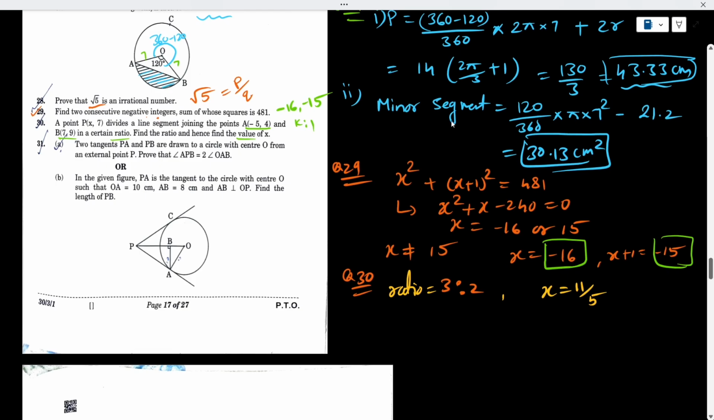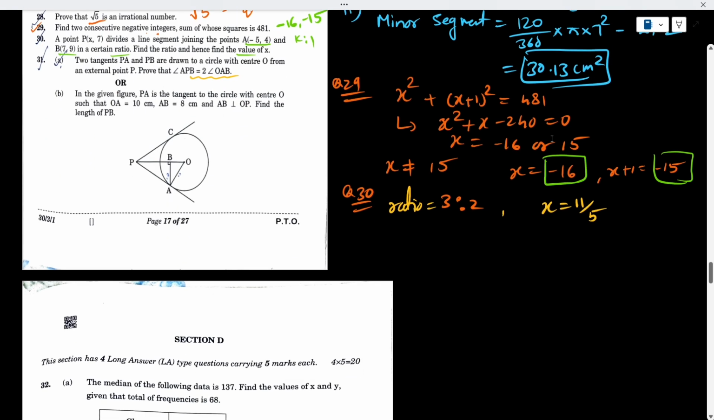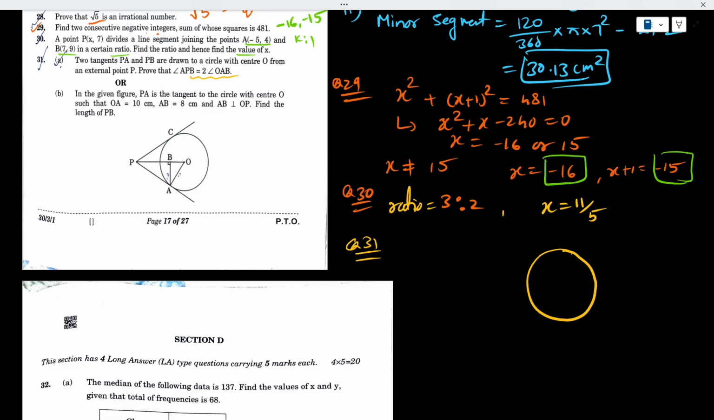Now the 31st question: two tangents PA and PB are drawn to a circle with center O from the external point. You need to prove that they both are equal, right? So for question number 31, you need to draw the figure, and that will also carry weightage. If I draw a circle here and there are two tangents drawn from the external point, this is PA, and then another tangent PB. And there is a center O.